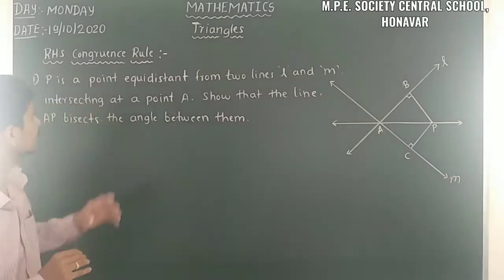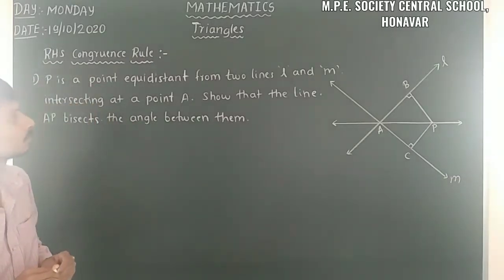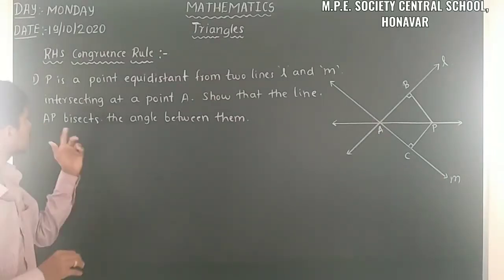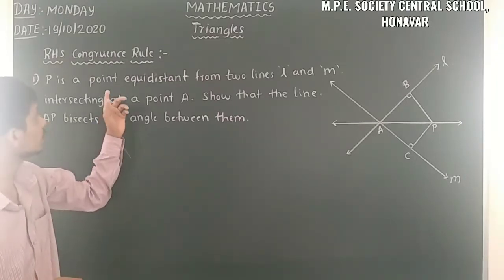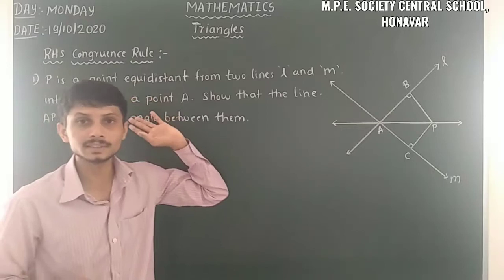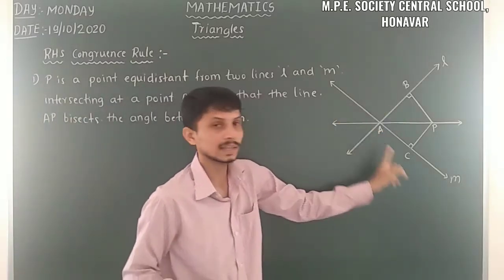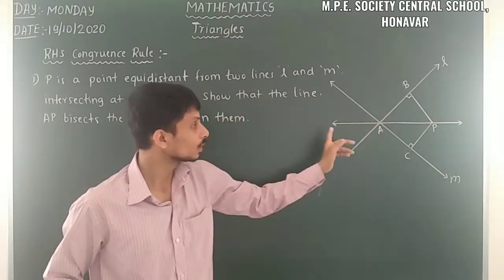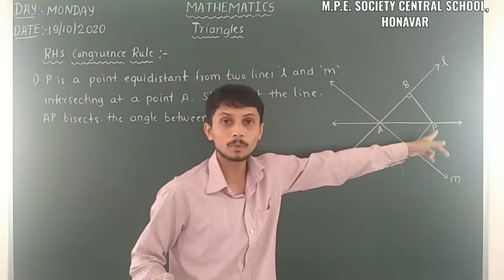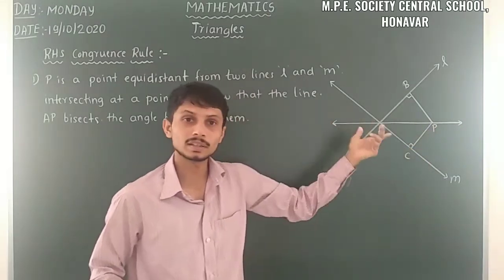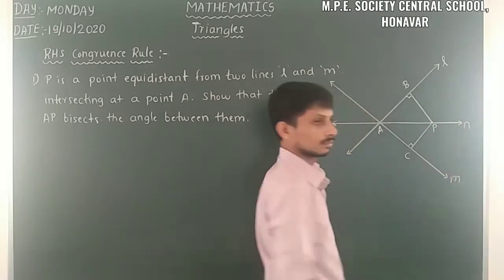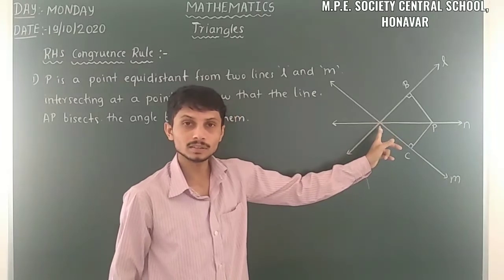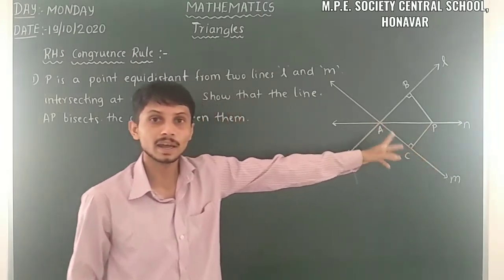The first problem tells us that P is a point equidistant from two lines L and M intersecting at a point A. Show that the line AP bisects the angle between them. That means P is a point equidistant from two lines L and M. Here there are two intersecting lines L and M. Also we have another line here, so we can take line N. A is the intersecting point and P is the point on N.